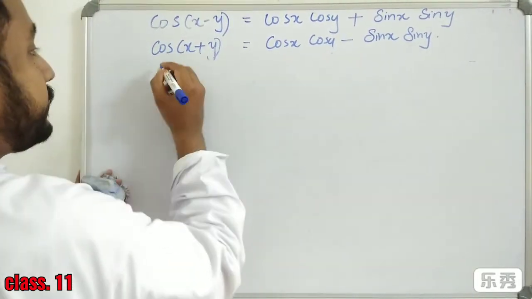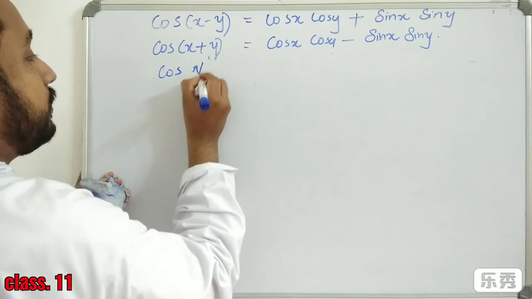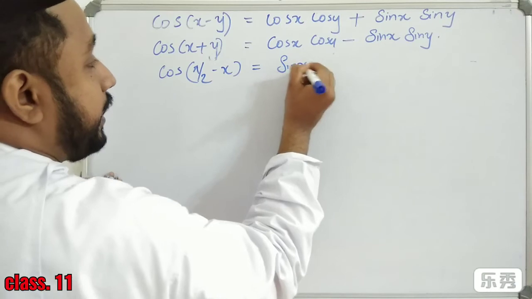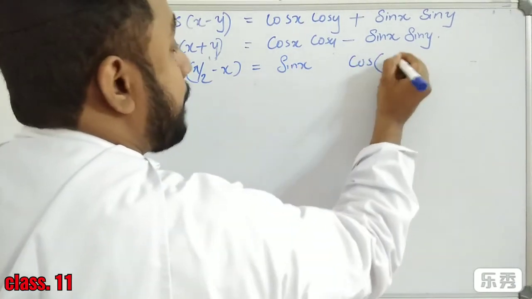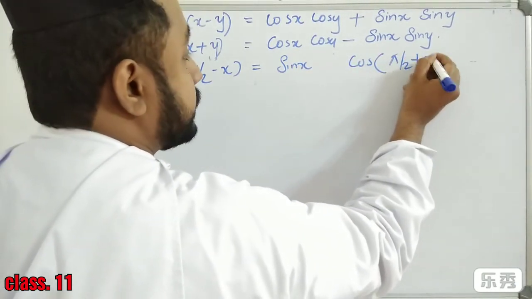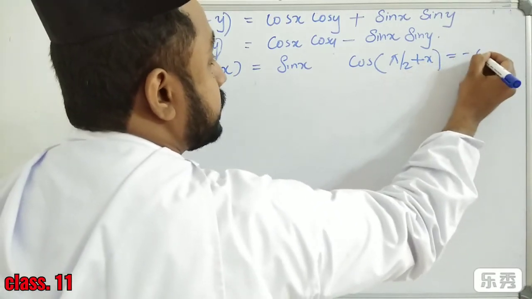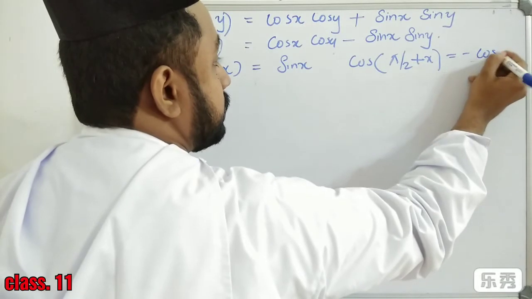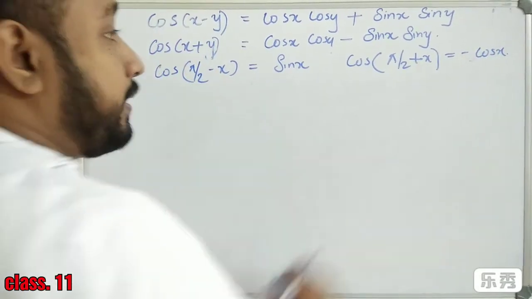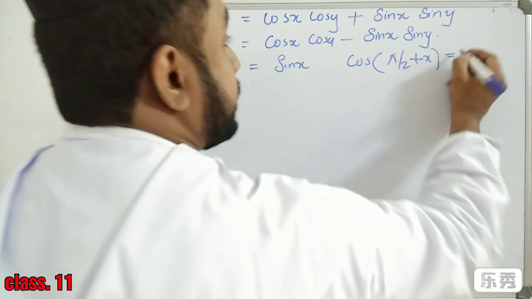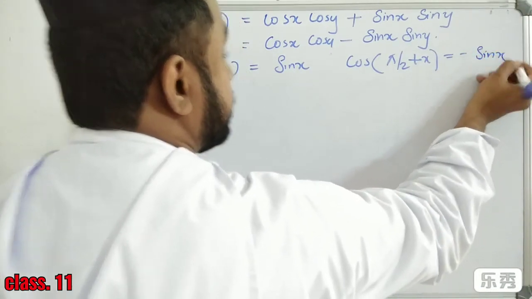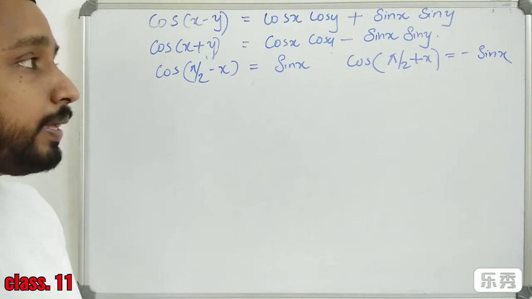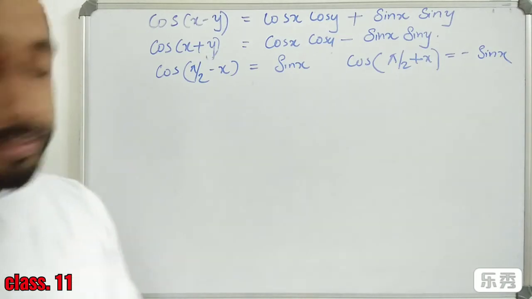Cos(π/2 − x) is equal to sin x, and cos(π/2 + x) is equal to minus sin x. So cos(π/2 − x) is equal to sin x, and cos(π/2 + x) is equal to minus sin x.